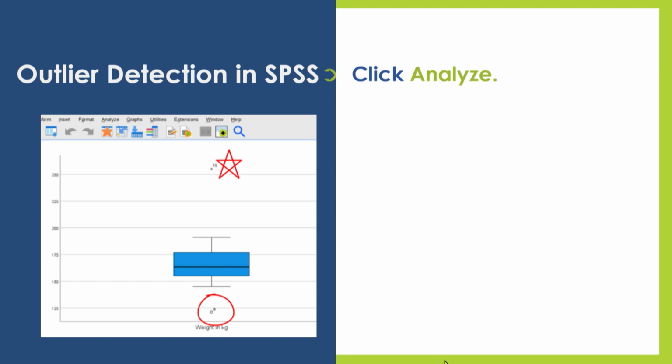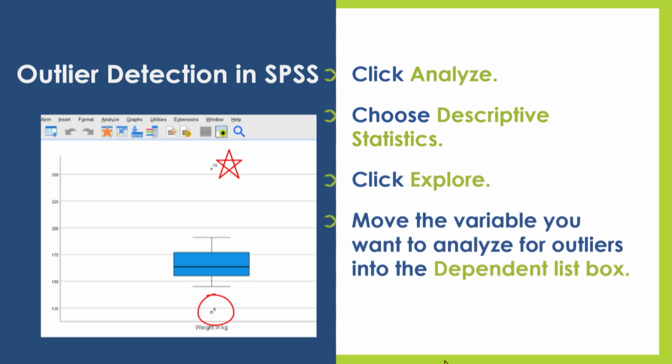First, click Analyze, then choose Descriptive Statistics, then click Explore, then move the variable you want to analyze for outliers into the dependent list box, then click OK. Then you may get this plot. Here you may see the star symbol with the observation number 15, which is called an outlier, which is deviated from the other data. The circle symbol with the observation 8 is the mild outlier. You may see the outliers in this plot.